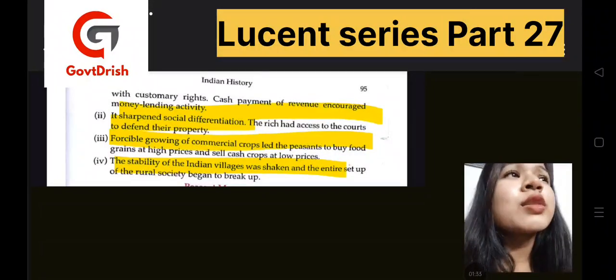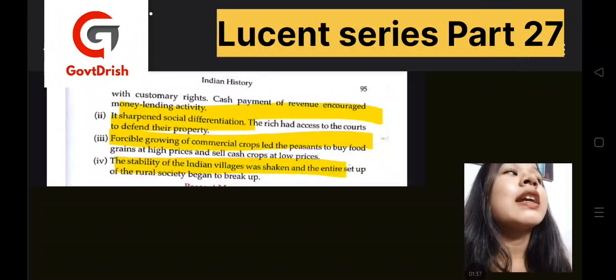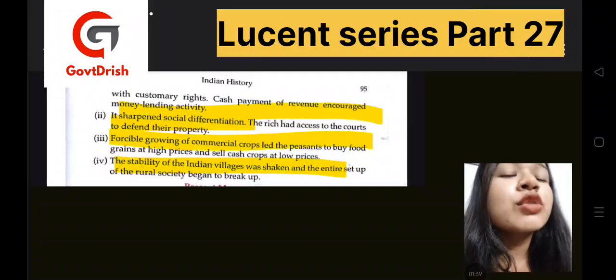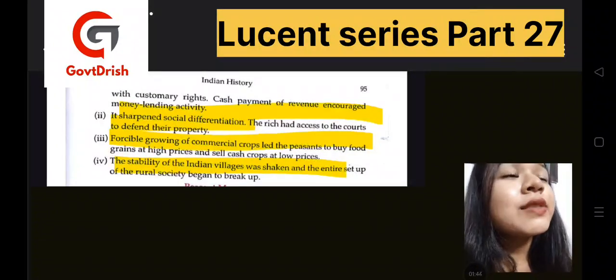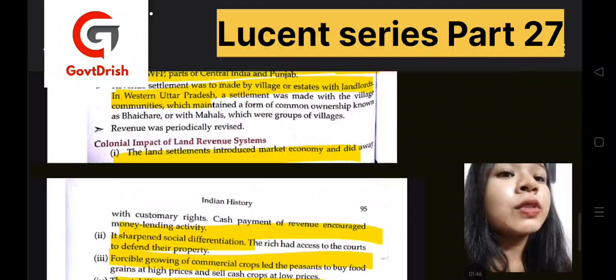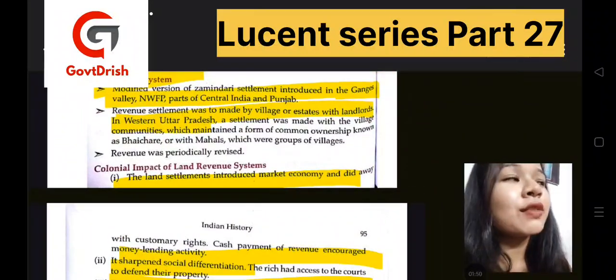So this has also exploited the economy, and the Indian villages were shaken up. Their entire economy had fallen down. The rural society also began breaking up. So these were the adverse effects of the systems and the colonial impact of the land revenue system.